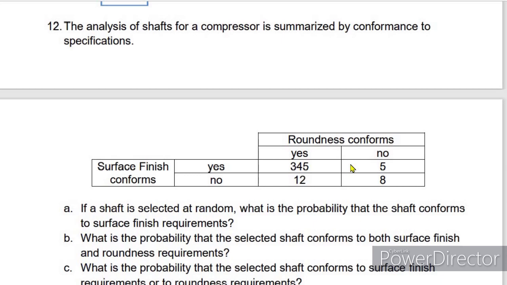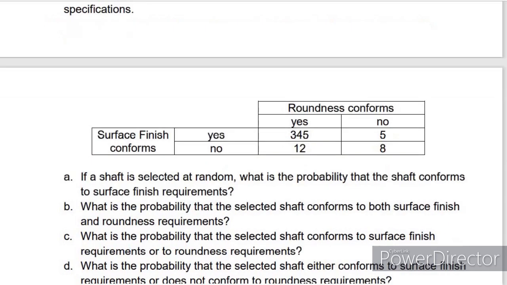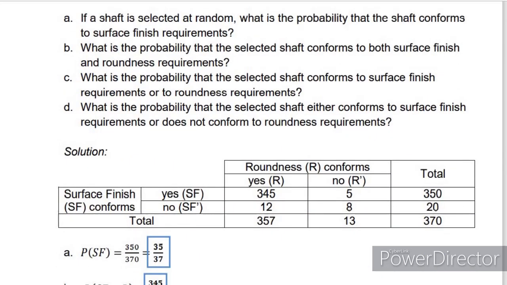Letter A: if a shaft is selected at random, what is the probability that the shaft conforms to surface finish requirements? For letter A, we are asked to get only the probability that the shaft conforms to surface finish. That's why we only get 350. Why? Because under surface finish conforms, under yes, we have 345 and 5. So 345 plus 5 is 350, over 370, because it is the total number of shafts. So the probability is 35 over 37.